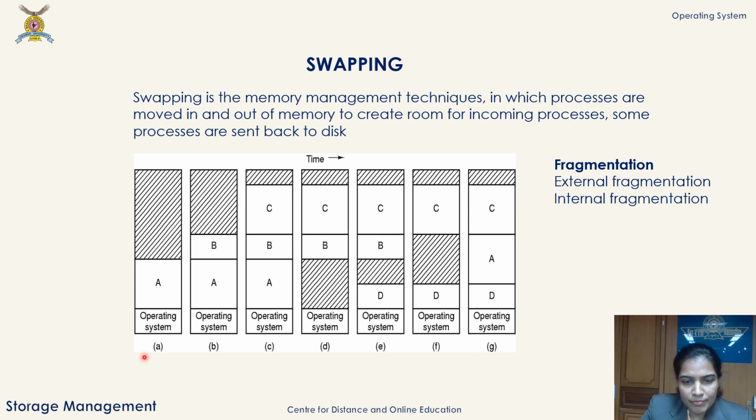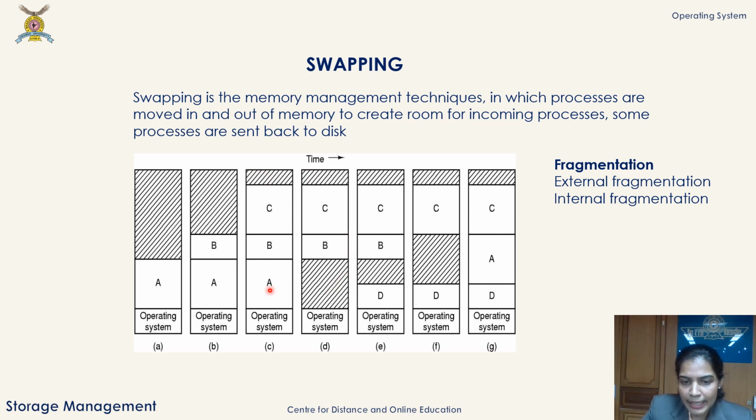In this diagram, we can see the operating system and process A, and this is the unused area. After some time, process B will come into the memory and occupy this space. This dark shaded area is again unused memory area. After some time, C will enter. This much space is given to the C process, and again this much dark area is unused memory.